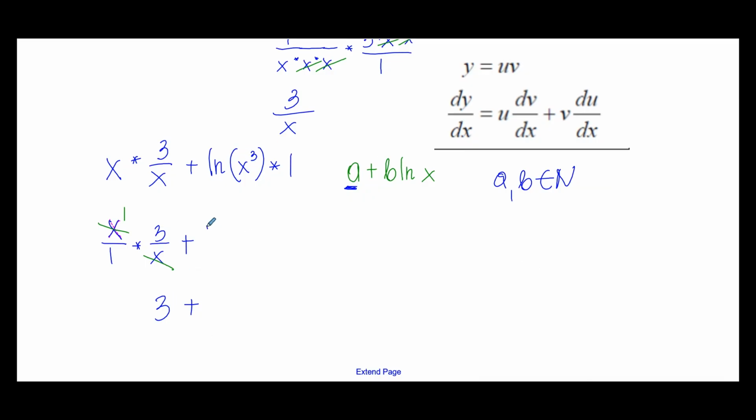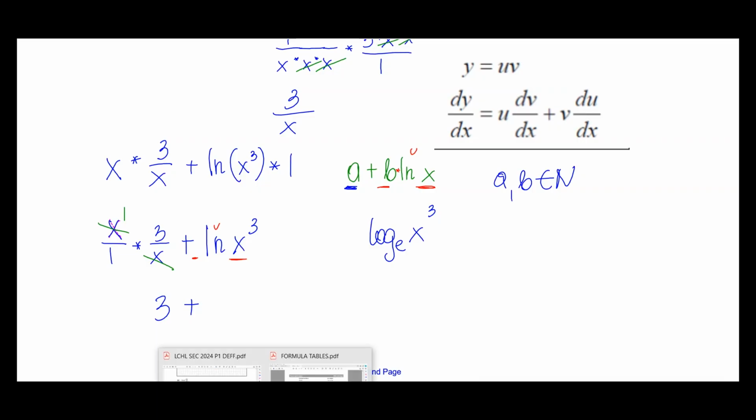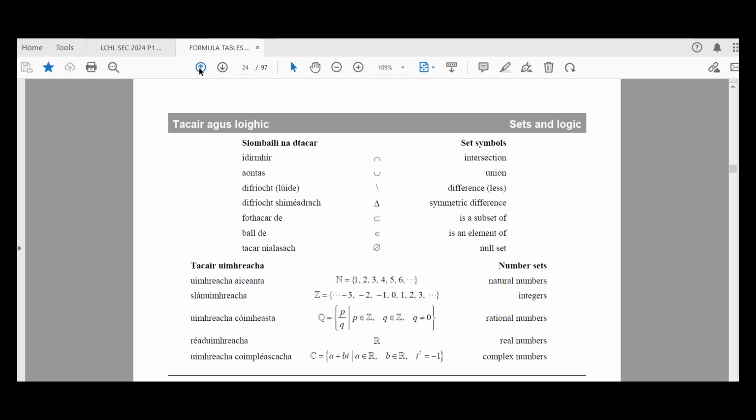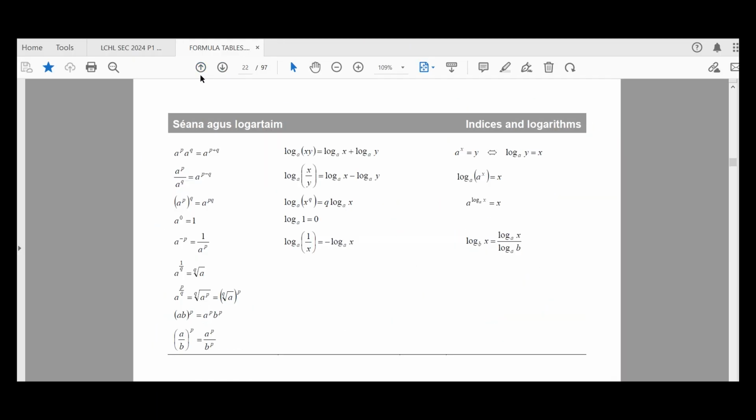Then on the other side, I have ln x to the power of 3. I have ln, they have ln. However, the difference is here: they have only x, I have x to the power of 3. They have a number in front of ln, I don't have a number. I'm saying, can I change that? Don't forget that ln is log of e. So I go to the table and look for the formulas with logs, so that I can write that in a different manner.